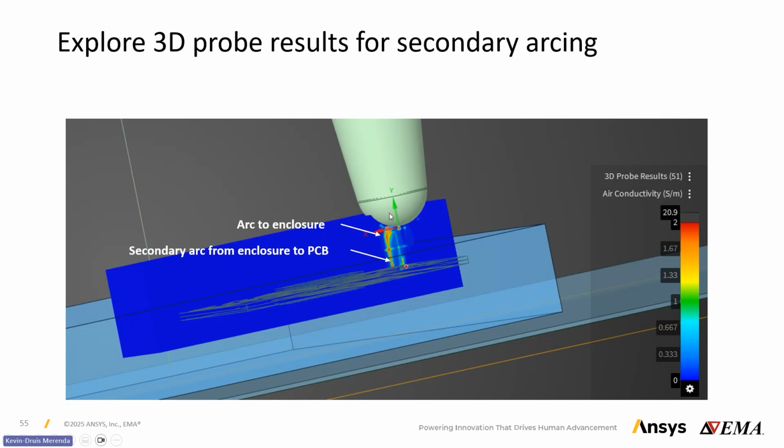And so we have a discharge here that went to the enclosure and then all the way through the enclosure down to the PCB itself. So this is what we would call the secondary arc from the enclosure to the PCB. And you can have tertiary arcs as well from the corners of the PCB down to the enclosure, as we saw maybe a couple slides back when we looked at the full animation of the system earlier on.